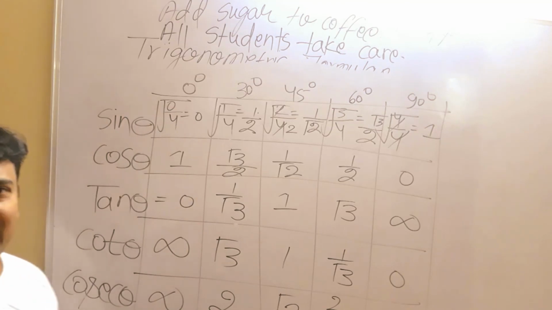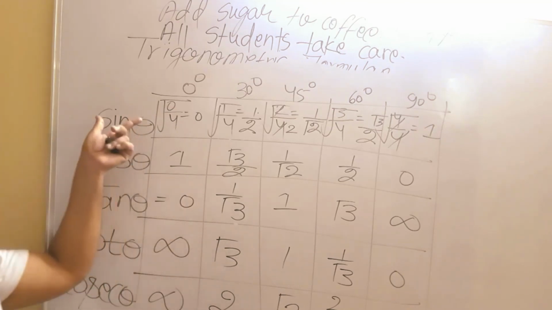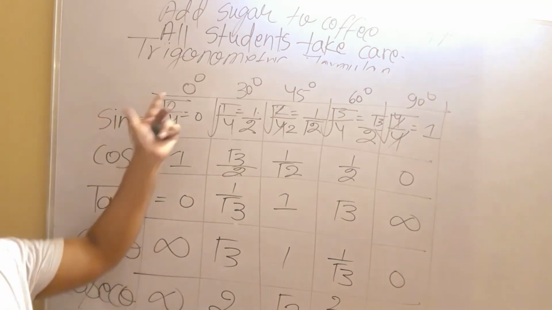In this way, we can find out all the values of sin theta to sec theta from 0 degree to 90 degree.